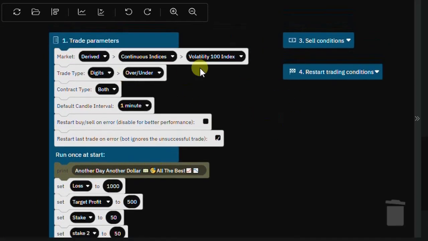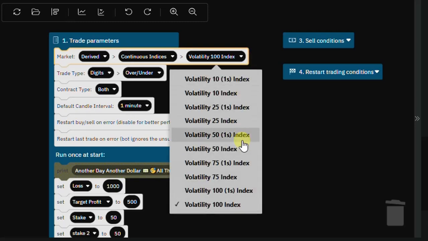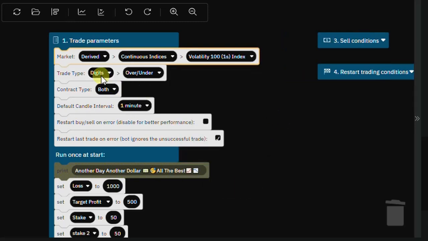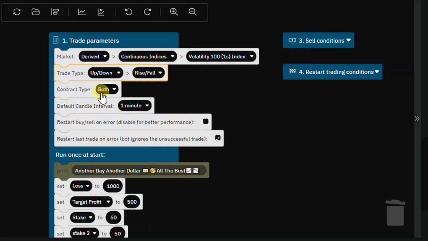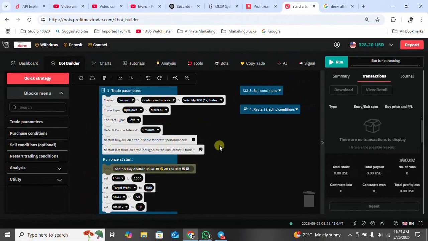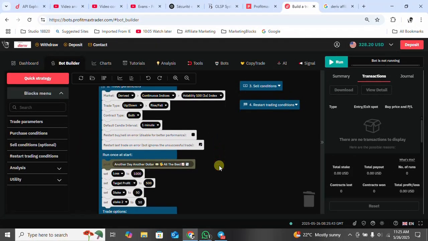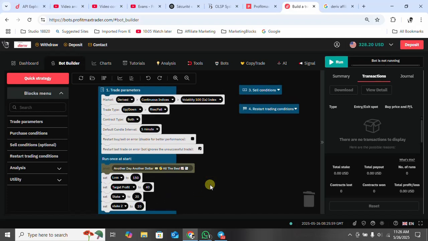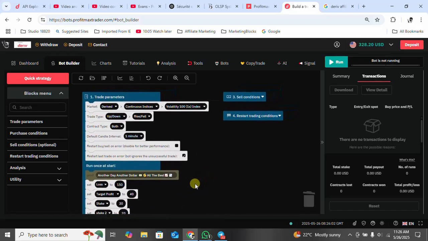Then you come here, let's select volatility 100 1s, and then trade type up and down. The contract type, whether it's rising or falling, we are going to do that a bit later once we analyze the charts in a very simple way. We have 328, so let me set my stop loss at around maybe $150. Let's target making $40, and then let's take $20 per contract trade. So $20, the bot is set there.